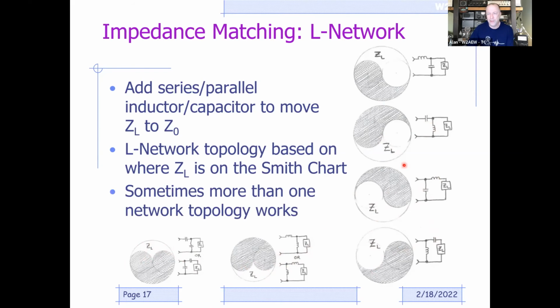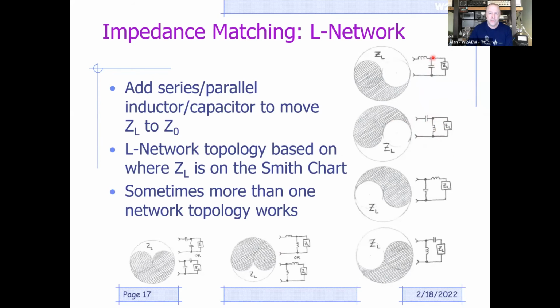And you'll find oftentimes that more than one topology will work. If my complex impedance was somewhere over here, I could use this topology or this topology, right? Because both of those are in that white area. So why would I choose one or the other? It might be due to what components you have on hand. The values of the inductor and capacitor used in this network will be different than this one, and you might have one on hand and not the other, for example.